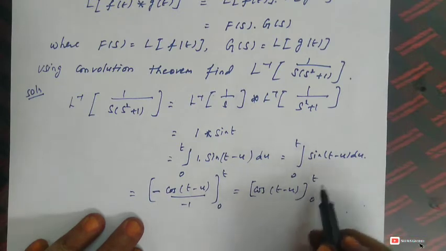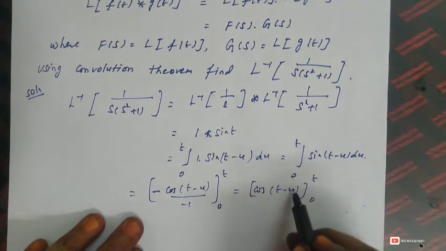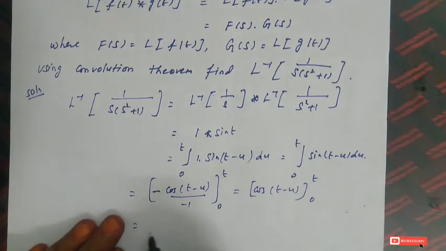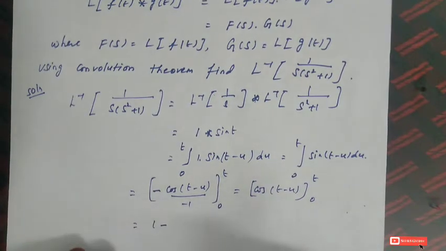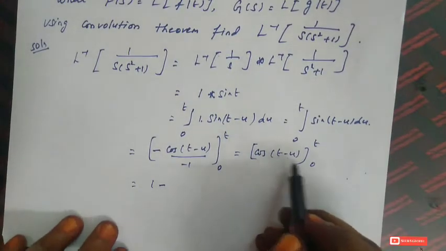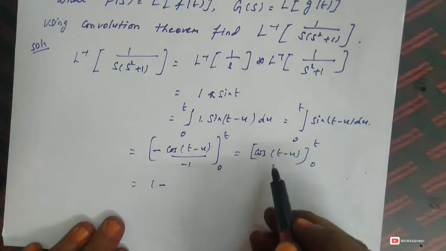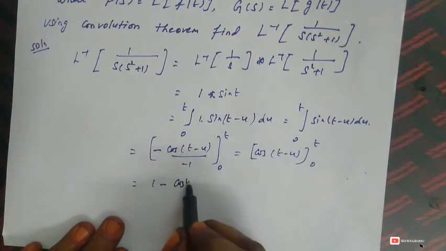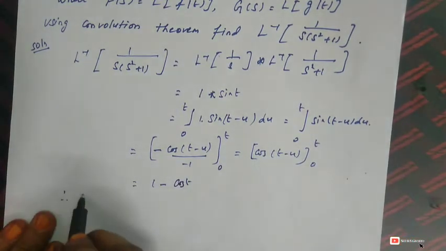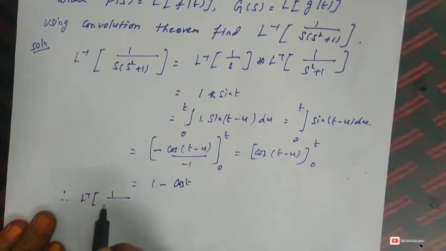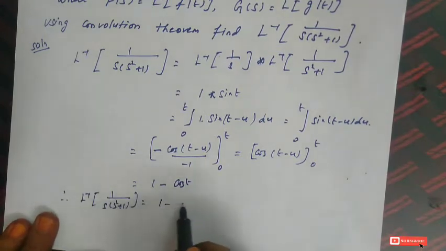Limit for u, upper limit is t. So t minus t is 0, cos 0 value is 1. So which is equal to 1 minus, okay, cos 0 is 1 and the lower limit is 0. When you are applying 0, this will become as cos t. So 1 minus cos t. So the answer is L inverse of 1 by s into s square plus 1 equal to 1 minus cos t. So this is the answer for the question.